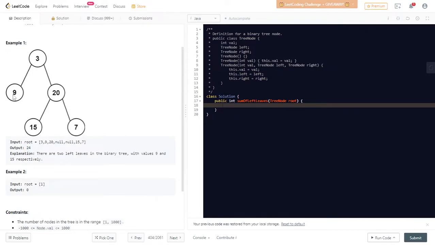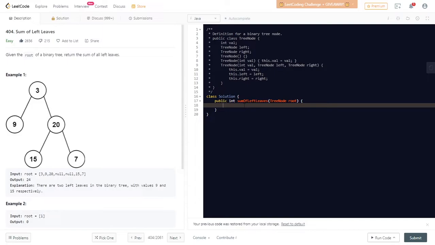So how we are getting the output is we are adding 9, the left leaf of the left subtree, and in the right subtree the left leaf is 15, so 9 plus 15 is 24. This is a very straightforward question, and the solution is actually very straightforward. It's not a hard level question. We are going to be using recursion for this solution. So let's solve the question.